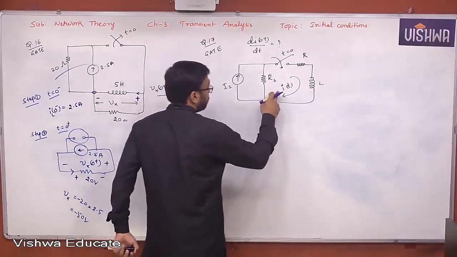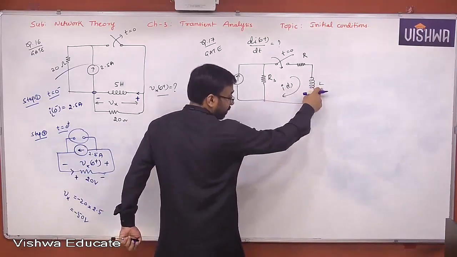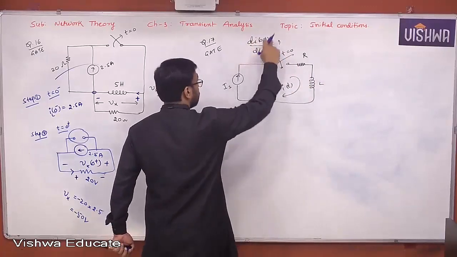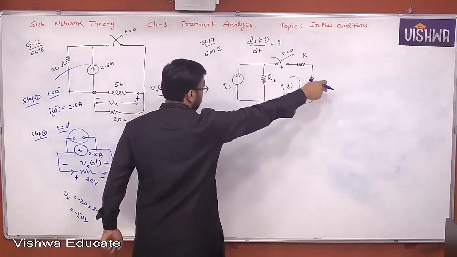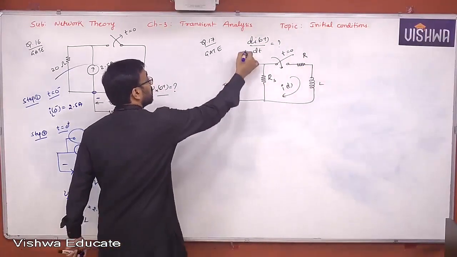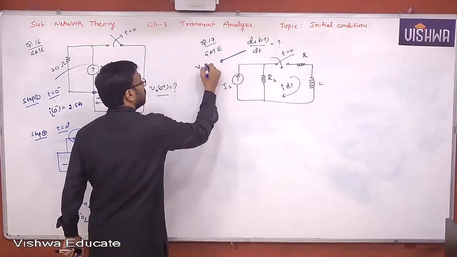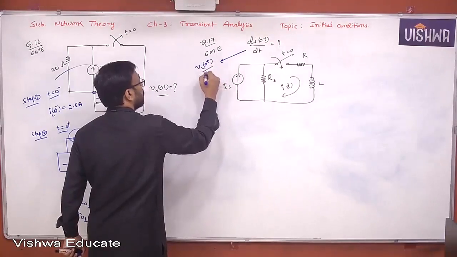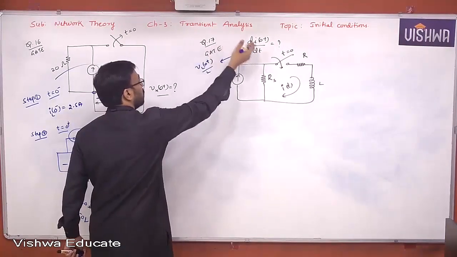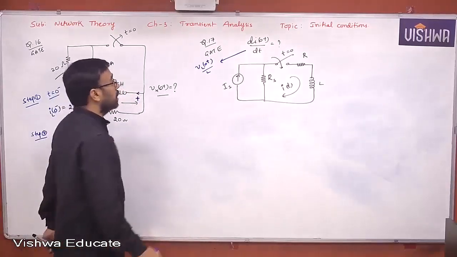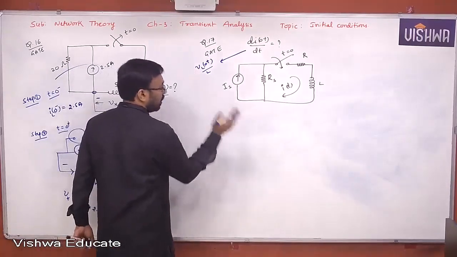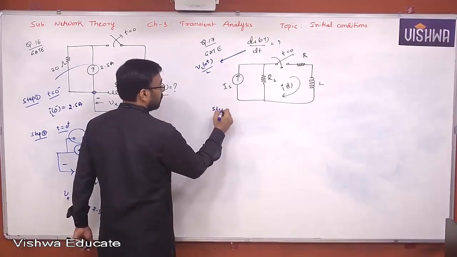What is i? Current through the inductor. The first derivative term di by dt, where i is the current through the inductor. You can go for step 2 because this indicates VL of 0 plus by L. If you know VL of 0 plus, then obviously you know di of 0 plus by dt. So VL of 0 plus, what is the procedure? Step 2. For that, step 1.